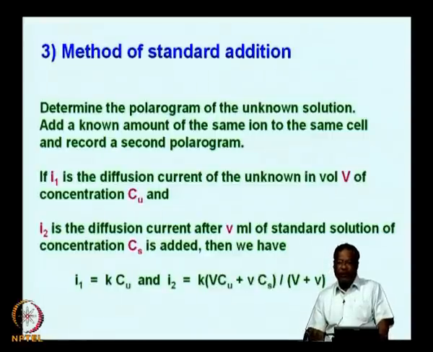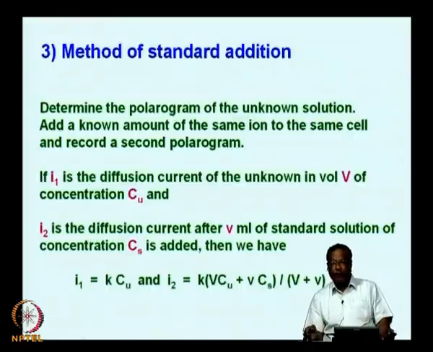So, I have two entities now. One entity is I1, the diffusion current of the unknown in volume V, that is the original volume, of concentration Cu, let us say unknown. And I2 is the second measurement you have made. It is the diffusion current after a small amount of standard solution, that is small v, is added, corresponding to a concentration of Cs, that is the second volume you are adding, a standard solution, and determining the wave height current.